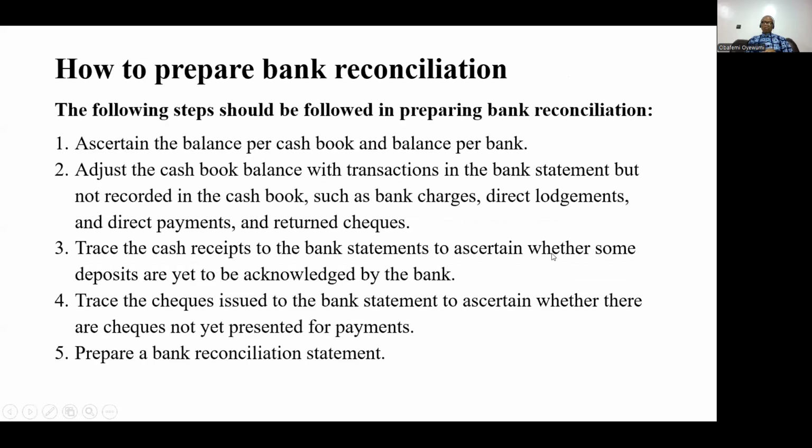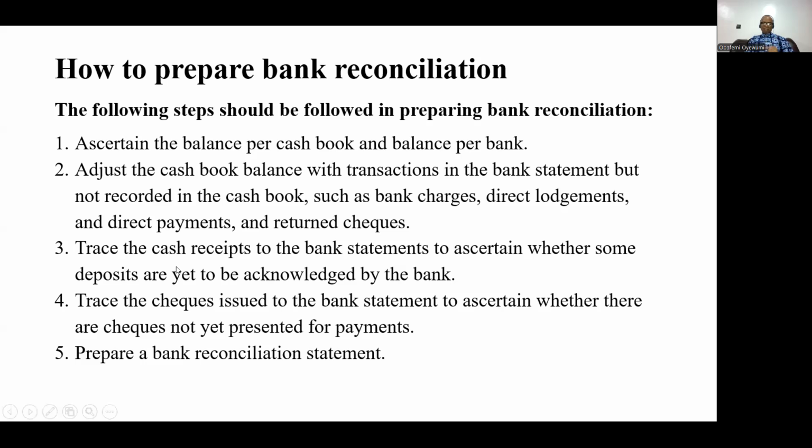And so how do we carry out bank reconciliation? Number one, ascertain the balance as per cash book and the balance as per bank. That's the first thing you have to do. Number two, adjust the cash book balance with transactions in the bank statement but not recorded in the cash book, such as bank charges, direct lodgements, direct payments and returned checks. So you need to check all these things and then make sure that you adjust your cash book balance.